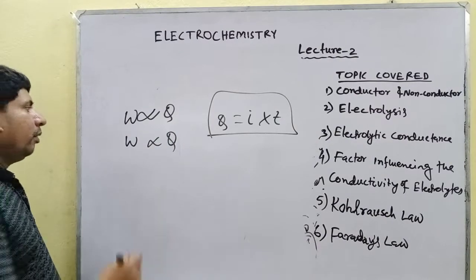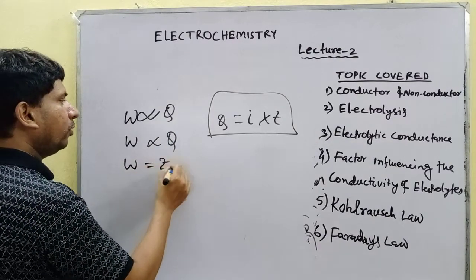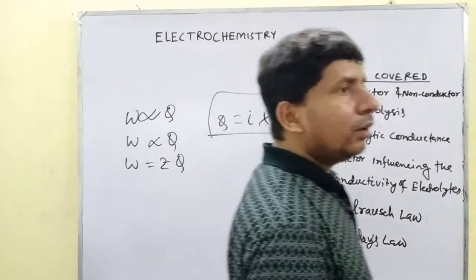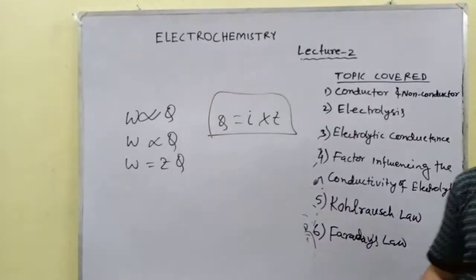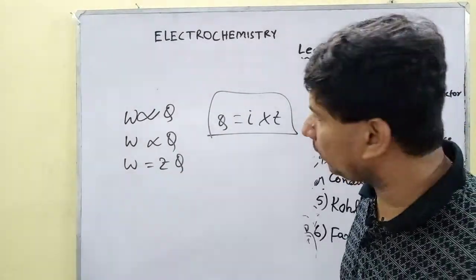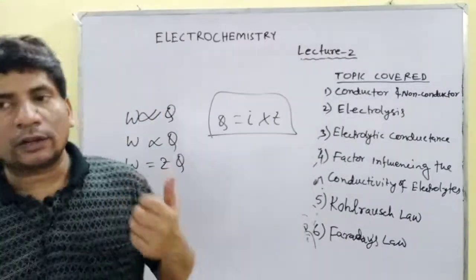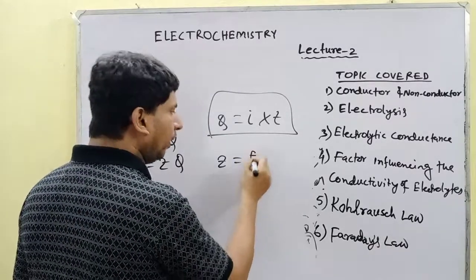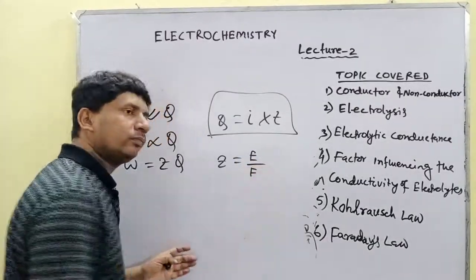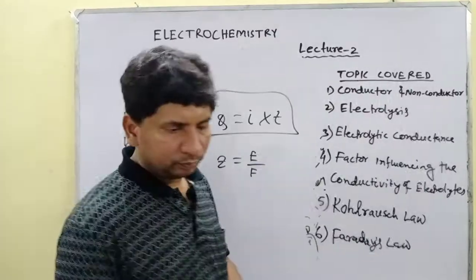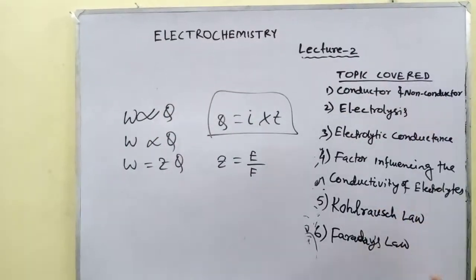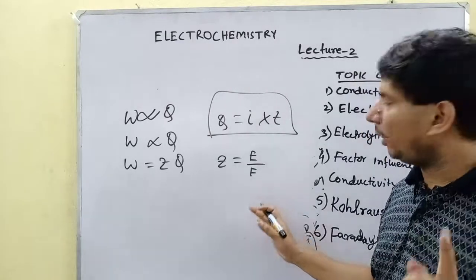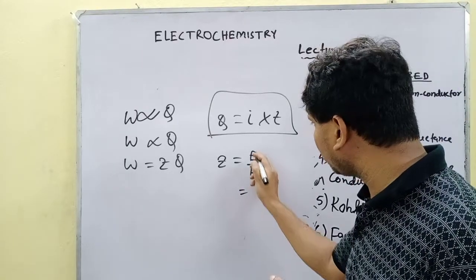Now W equals Z times Q. There is a proportionality constant, Z, which is known as the electrochemical equivalent. Z equals E over F, equivalent per coulomb, where E is the equivalent weight and F is the Faraday.